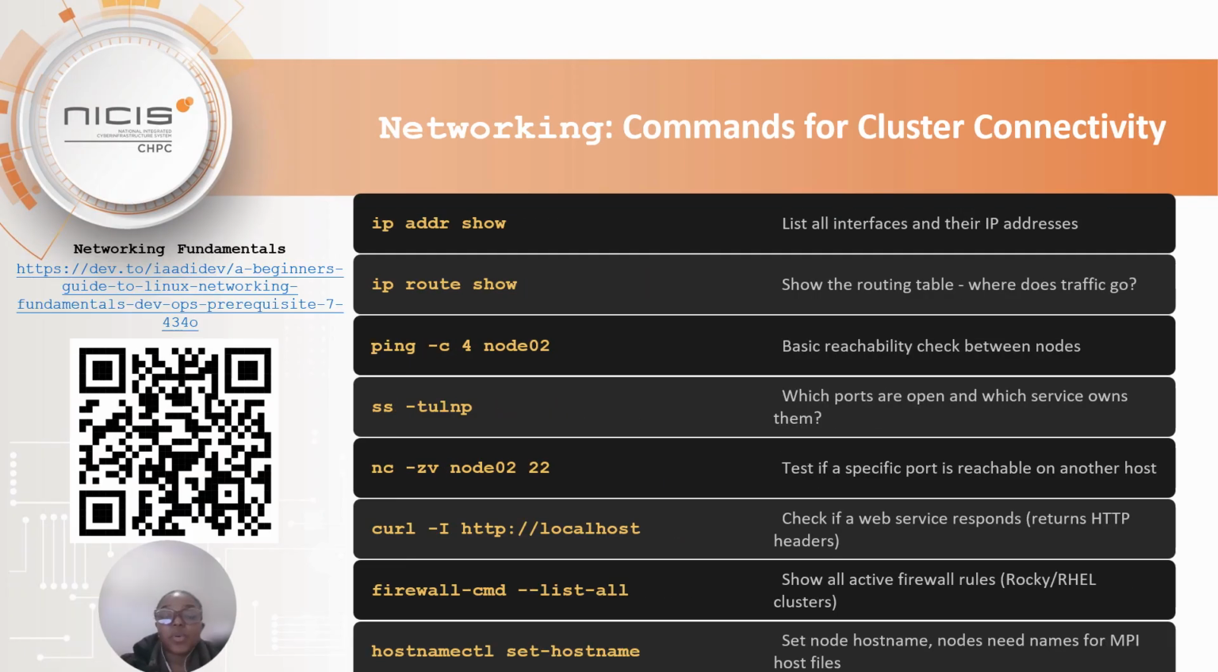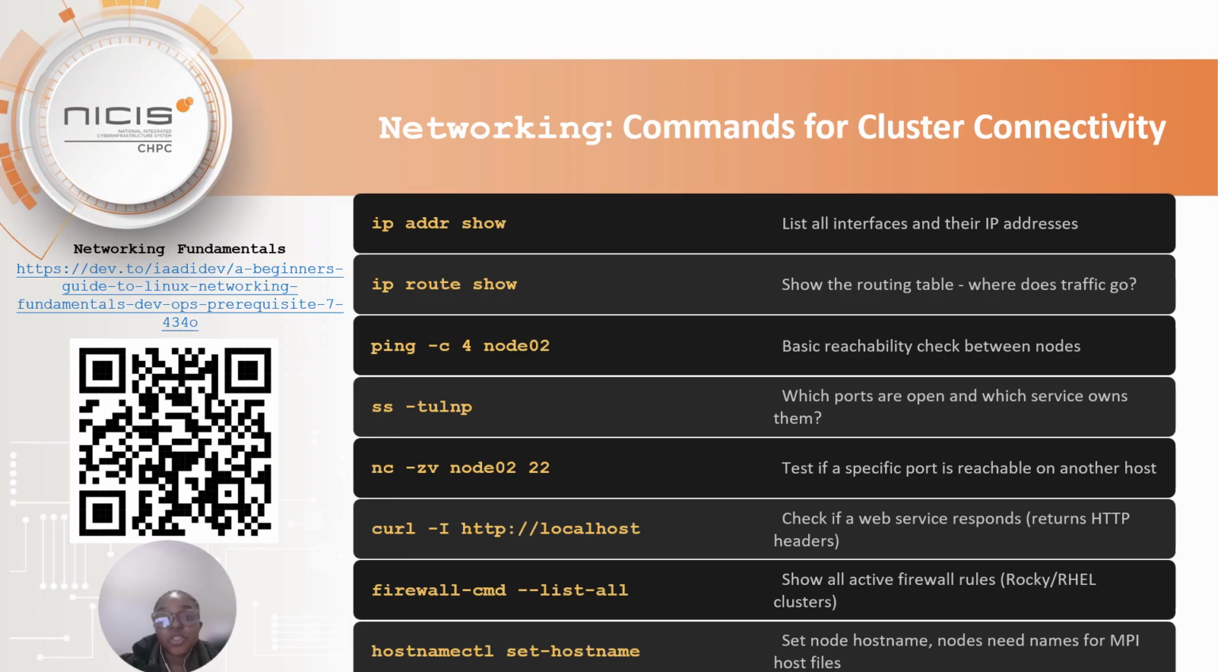Let's move on to networking. Networking is critical in HPC. Without it, nodes cannot communicate or share files or even run distributed workloads. So some key components that are included in HPC are your network interfaces. These represent the physical or virtual network cards. Tools like ip or ifconfig configure them.